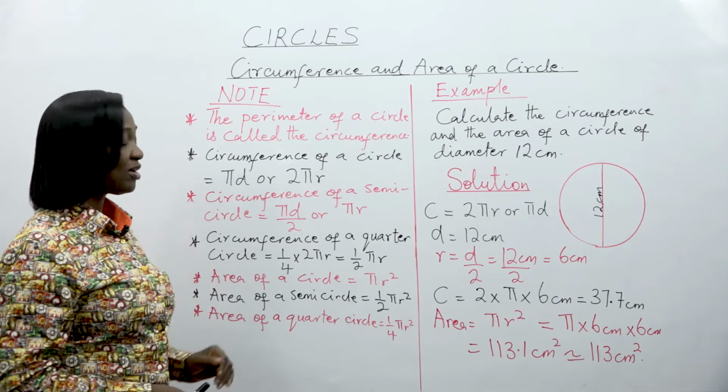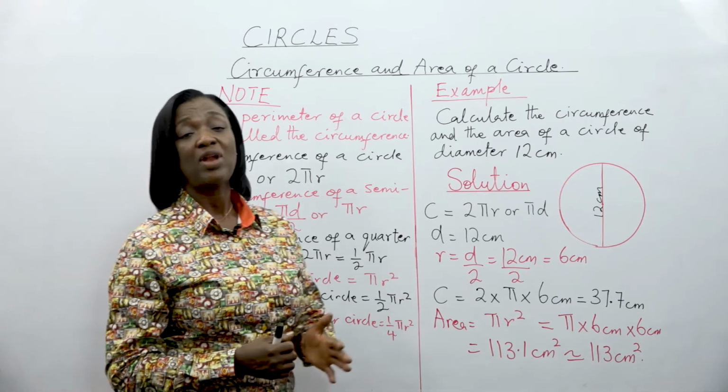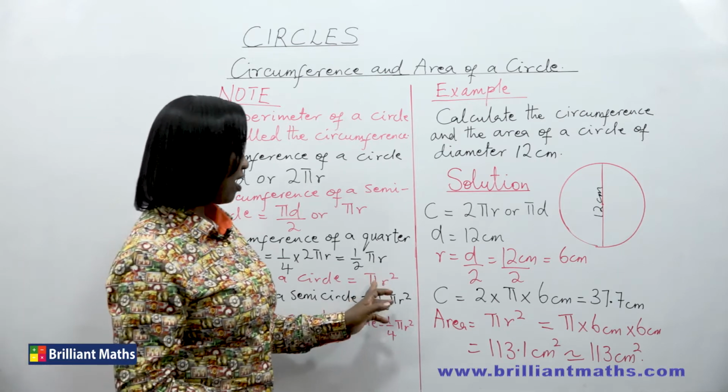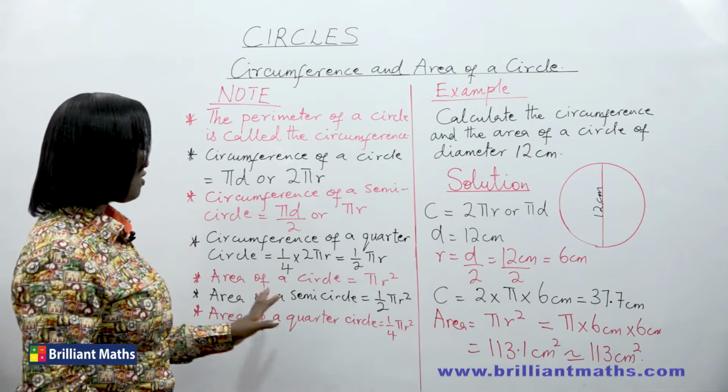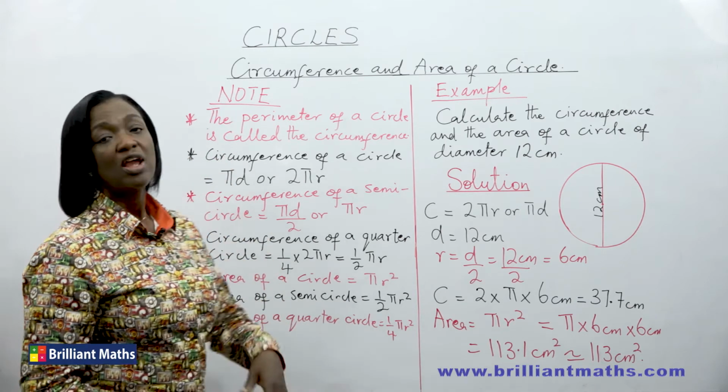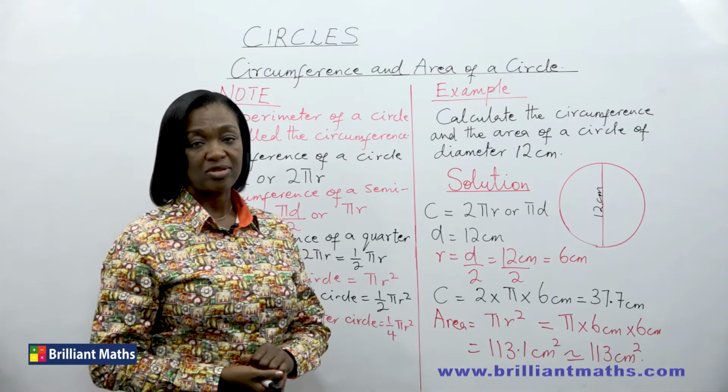The area of a circle is calculated by multiplying the constant pi by radius squared. So that's pi r squared. If you have a semicircle, it will be half of that. If you have the quarter of a circle, it will be 1/4 pi r squared.